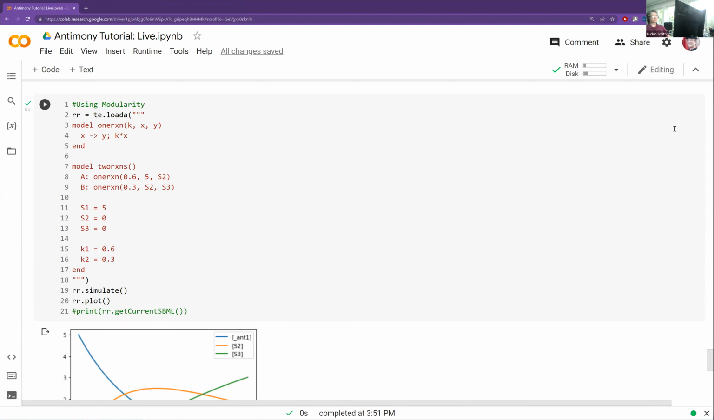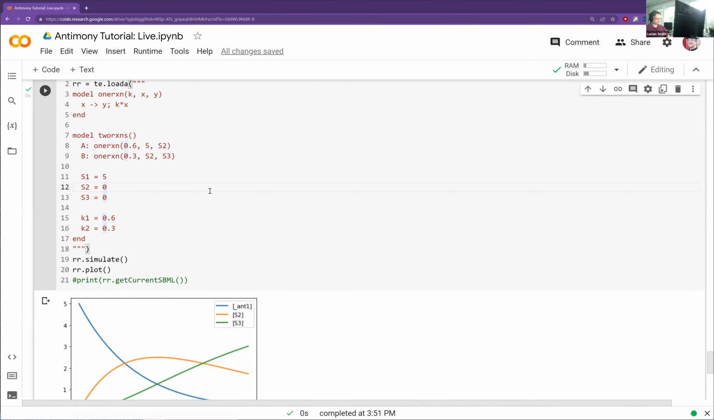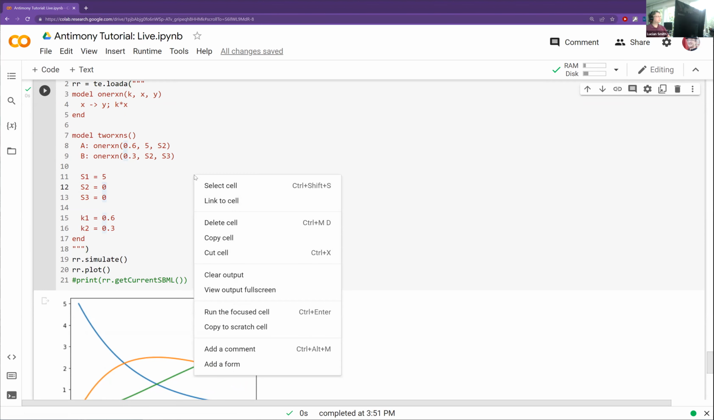If you wanted to do something more like, who was it? Was it Will? You were the one who wanted to sort of import 2 different models, right? Yeah. So let's see here.